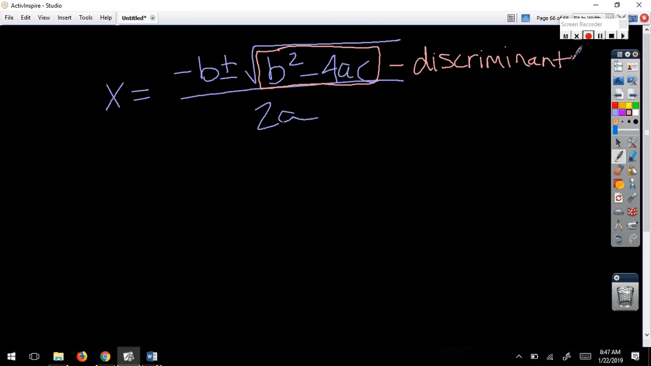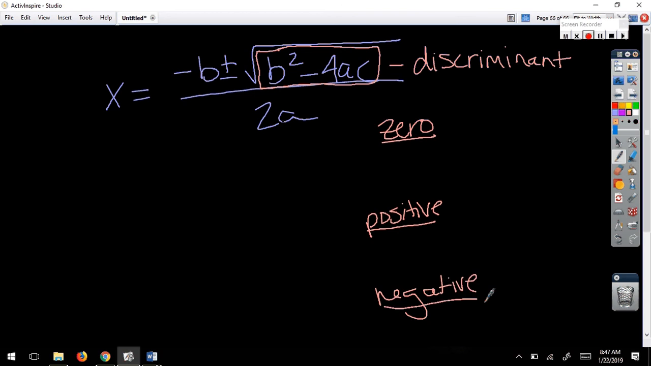So I have 3 different scenarios that can happen under that square root. I could get 0 under the square root. I could get a positive number under the square root. And I could get a negative number under the square root. Those are the only 3 types of numbers I can get under that radical, right? So I want you to think about something. I'm going to start from the bottom and go up. If you get a negative number under the radical, what type of solutions do you get?